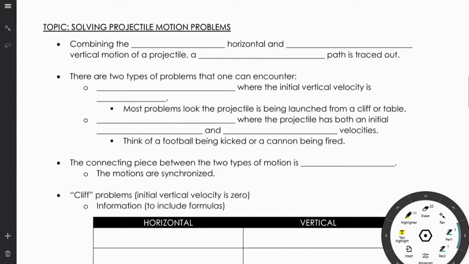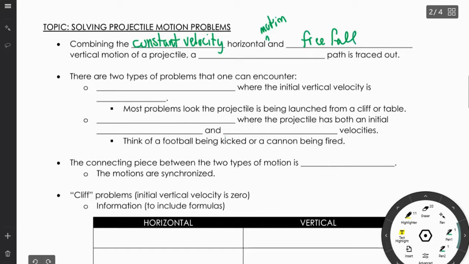All right, so combining the constant velocity horizontal motion, I forgot the word motion here, and the free fall vertical motion of a projectile, a parabolic path is traced down. So regardless of what the question is, you're always going to get a parabola. Now, based on what is happening, is it going to be half a parabola or a full parabola? So there are two types of problems that we're going to encounter.